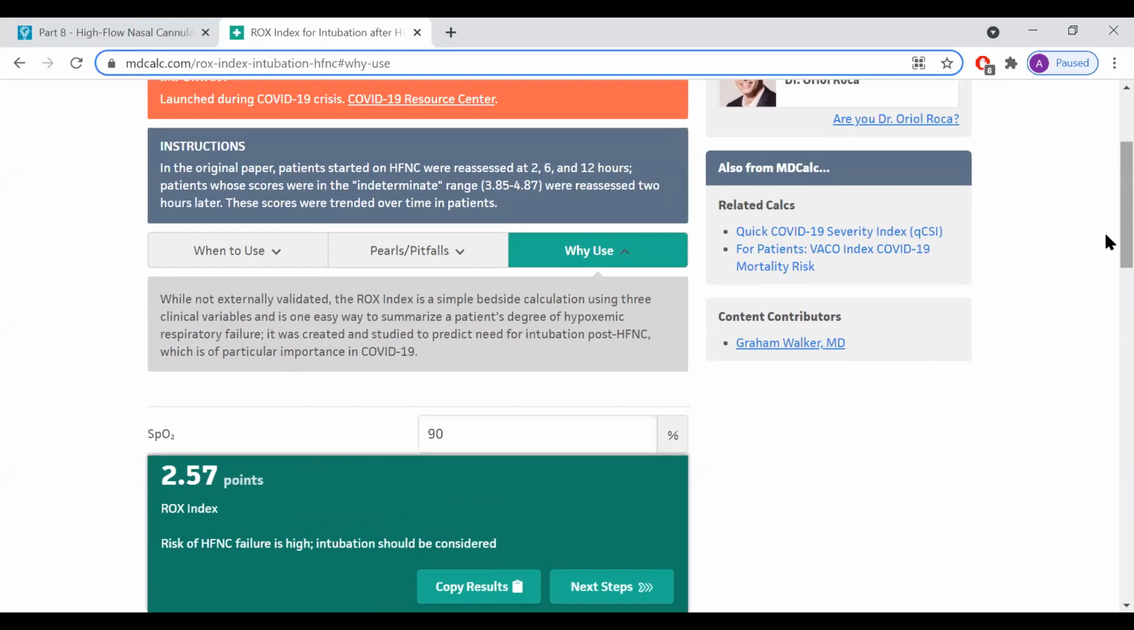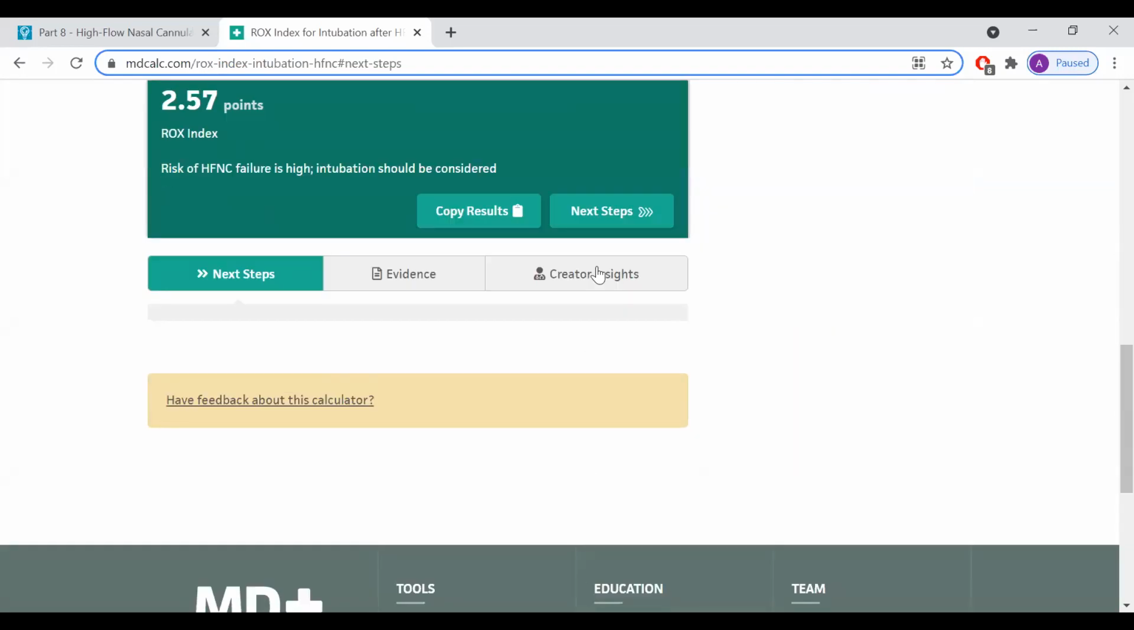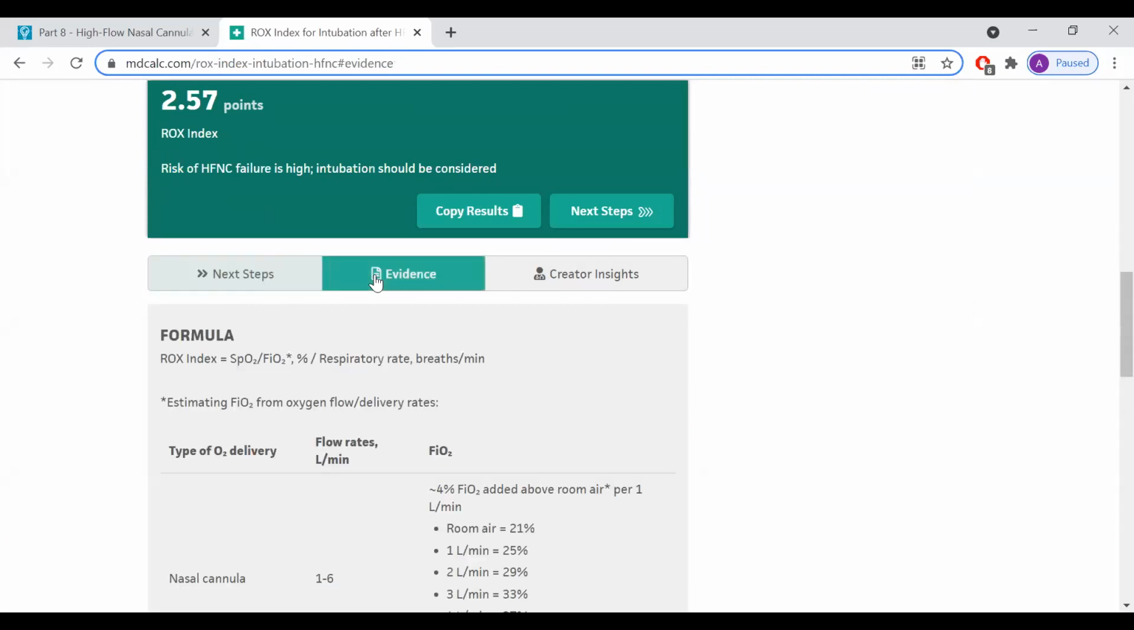Okay. So the ROX index is a simple bedside calculation using three clinical variables and is one easy way to summarize a patient's degree of hypoxemic respiratory failure. It was created and studied to predict need for intubation post high flow nasal cannula, which is particularly important in COVID-19. So maybe if we can click on next steps and we see what you get down here. Yeah, click on evidence. That's what I was looking for, evidence.